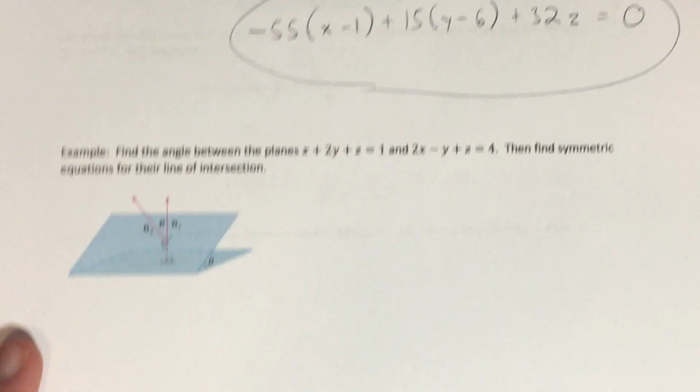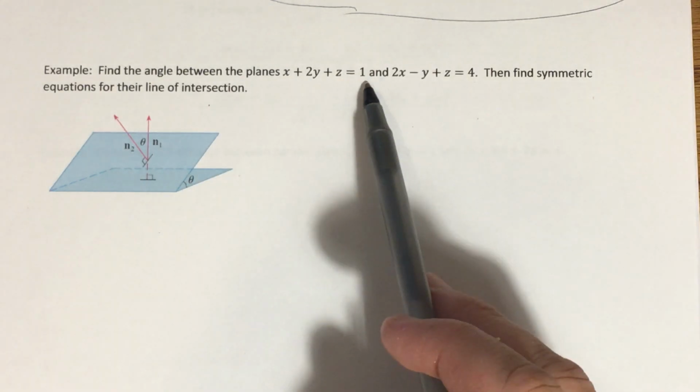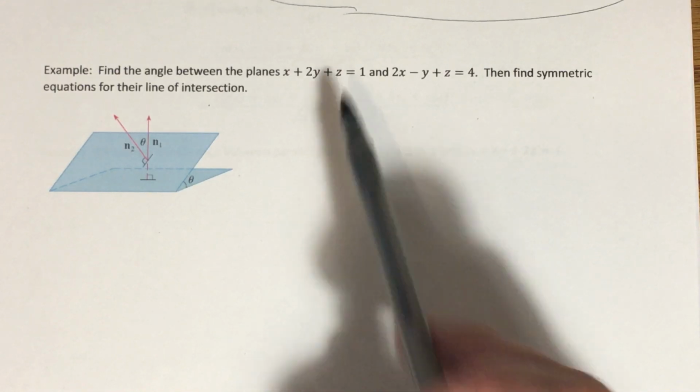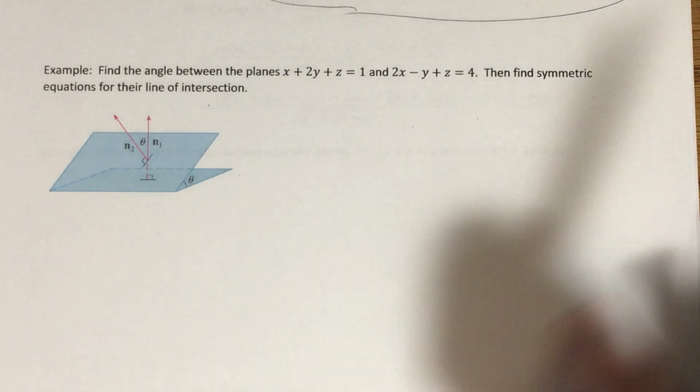Alrighty. Next one. This question says, find the angle between the planes x plus 2y plus z equals 1 and 2x minus y plus z equals 4. Those are both equations for a plane. And it doesn't matter that they're not equal to 0, right? Because these are like linear equations where I just moved the constant to the other side of the equation. That's fine.